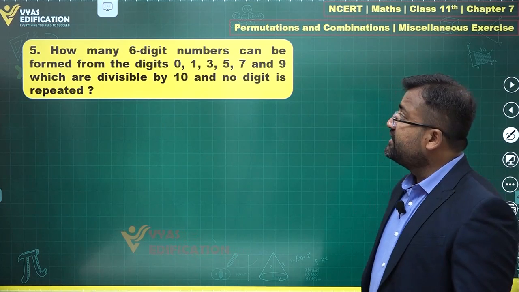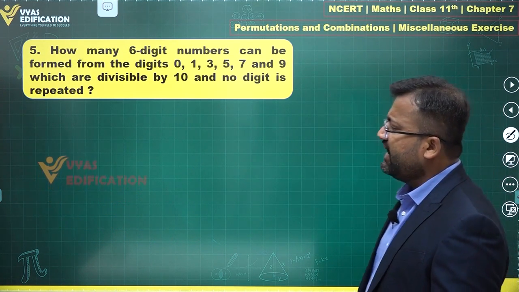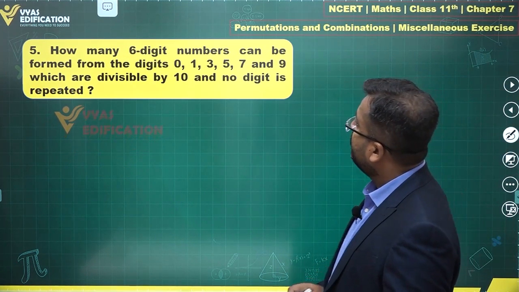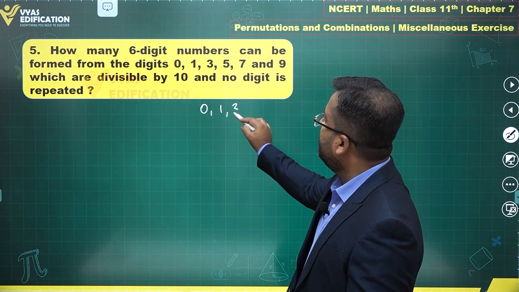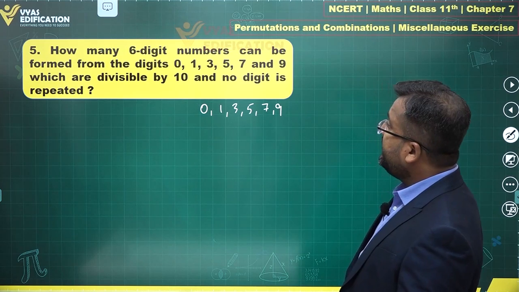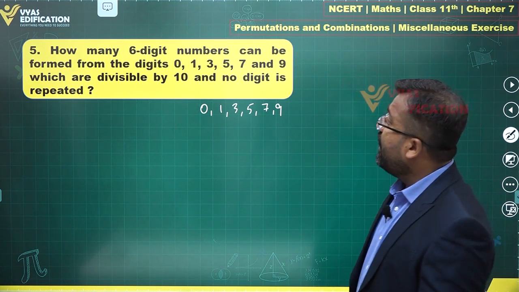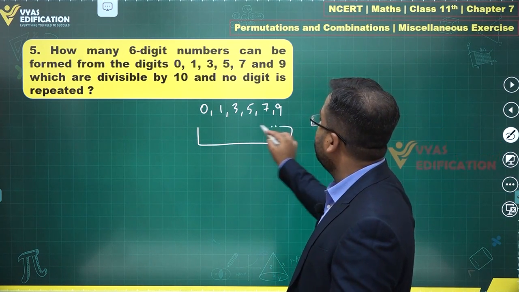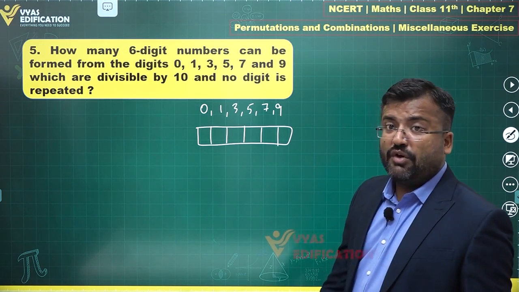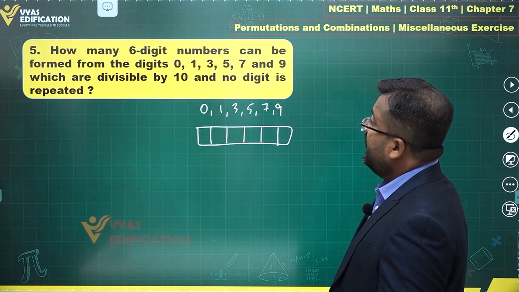Let's discuss this question next. How many 6-digit numbers can be formed from the digits 0, 1, 3, 5, 7 and 9, which are divisible by 10, with no digit repeated? You need 6 boxes, and these boxes have to be filled with all of these digits, with no repetition.